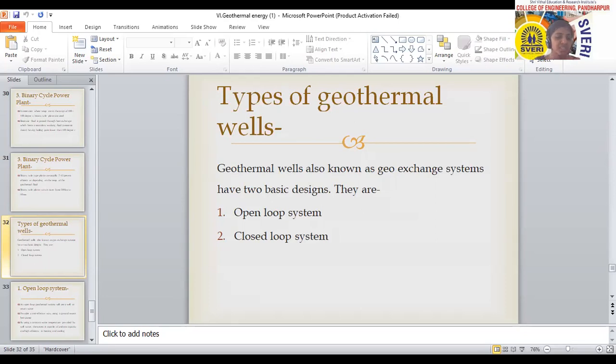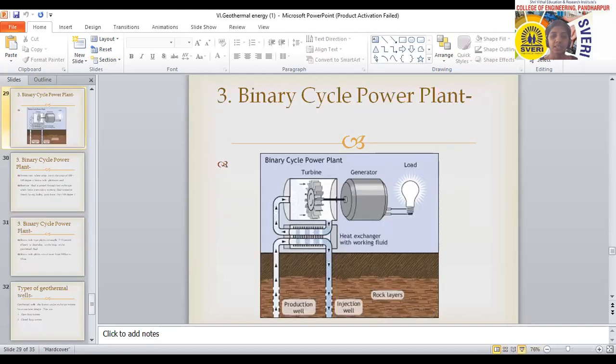So what happens in case of the closed loop system? After utilization, in case of the binary cycle power plant, you can see in the image that water is again returned to that place here. That means if there is a well or heated water available underground, the steam coming from that heated water is utilized again after cooling. That steam is again passed here for heating purposes. So this is the closed loop system. Binary cycle power plant is one example of the closed loop system. It is not an open loop system.